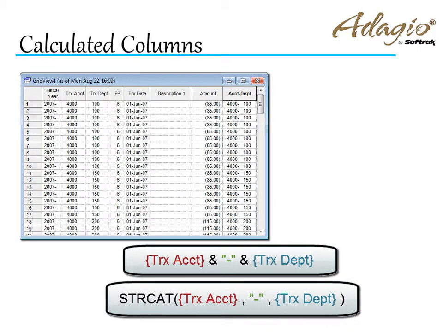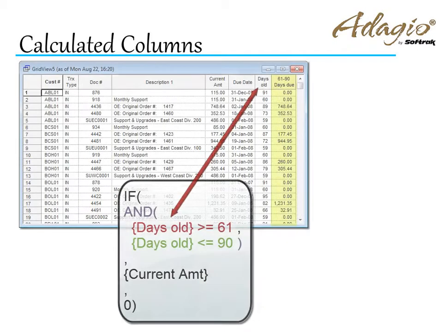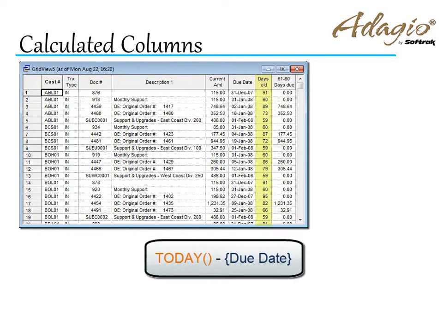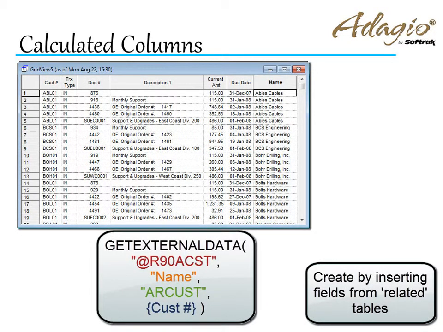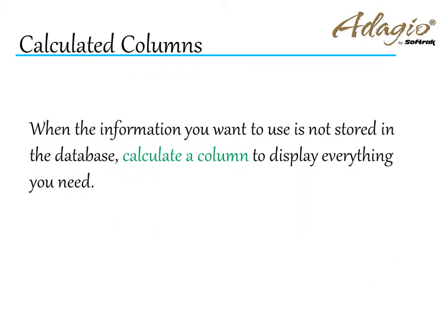Merge together two or more text fields. Display the numeric value only if the transaction date is within a predetermined range. Calculate the number of days between two dates. Read a database field value from a different table. When the information you want to use is not stored in the database, calculate a column to display everything you need.